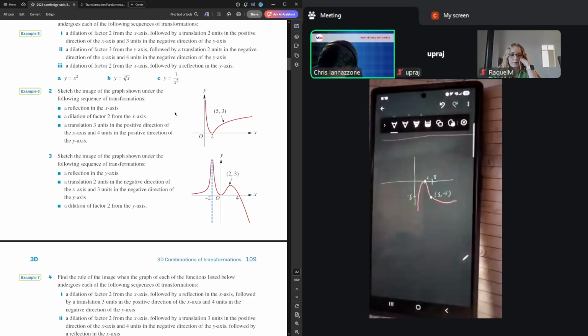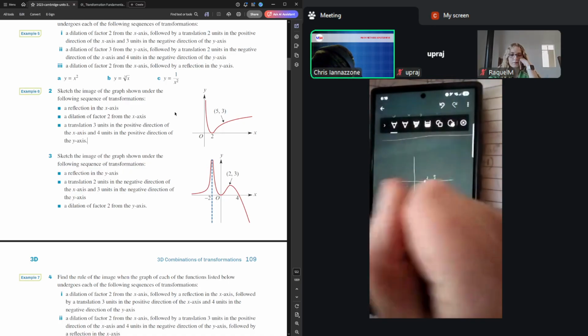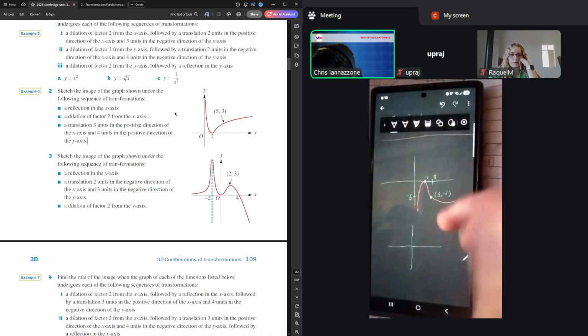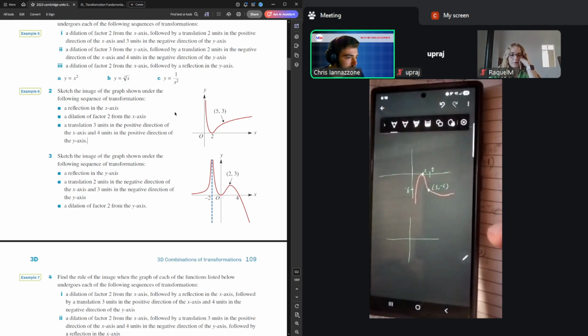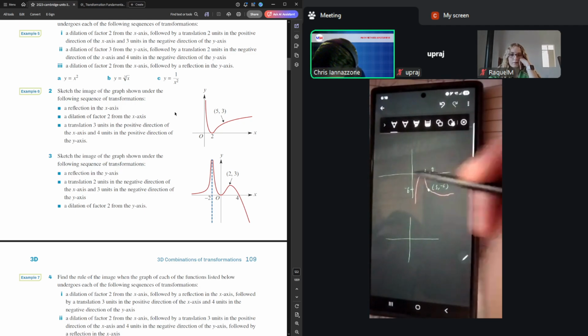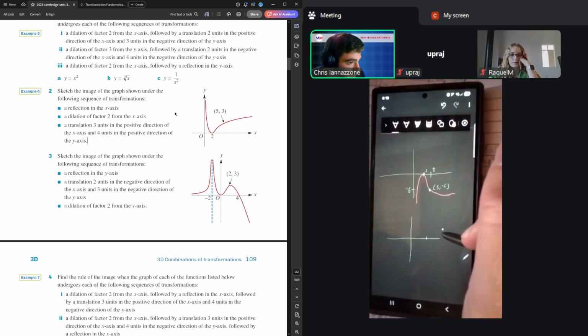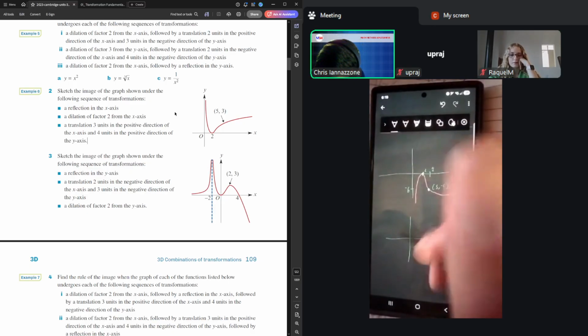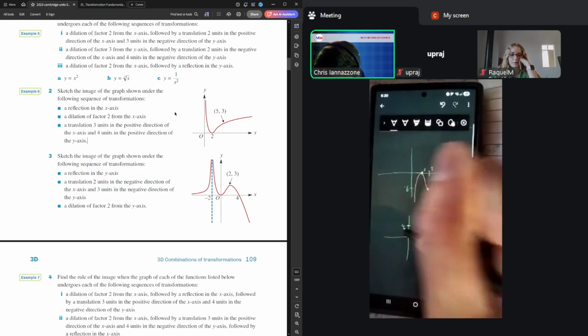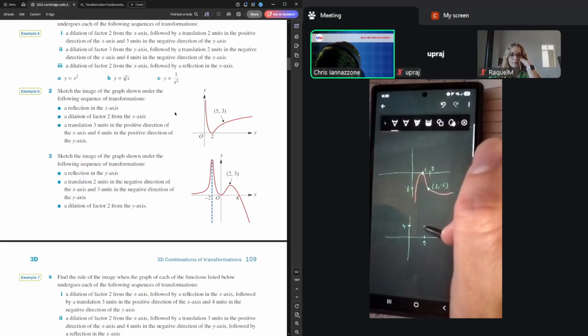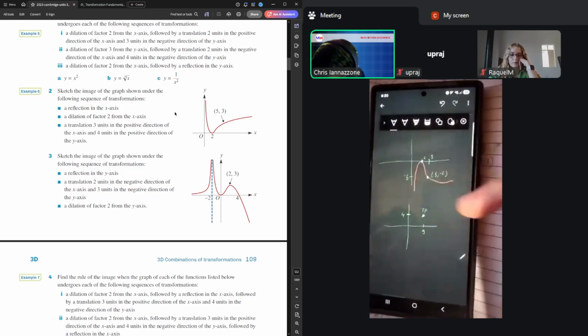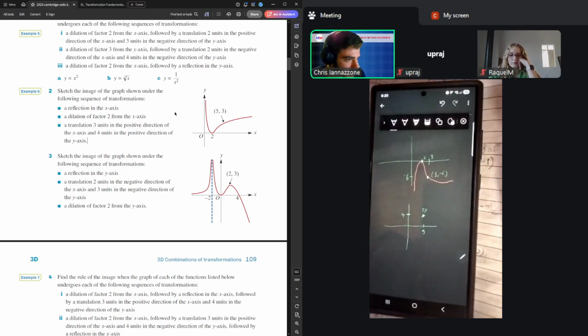So we have a couple things to look at there. Let's start with that initial turning point. If that's being shifted 3 in the positive x, it's going from 2 to now at 5. And 4 in the positive y means that turning point is now going to be up here at 4. It's going to be a turning point. Just a quick little sketch to remind myself that's what that is.